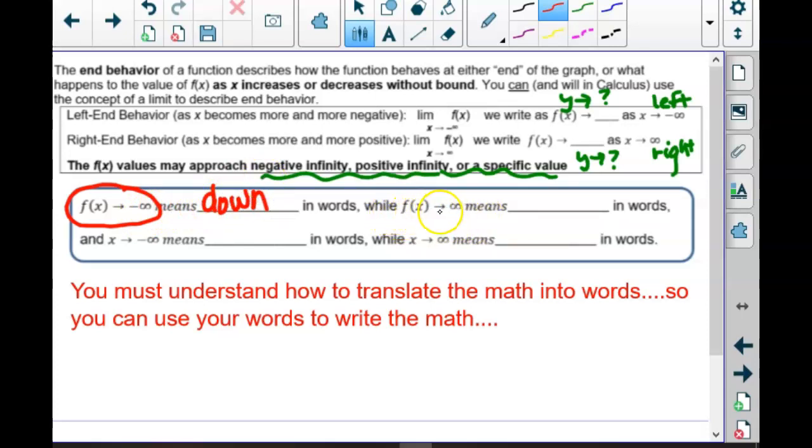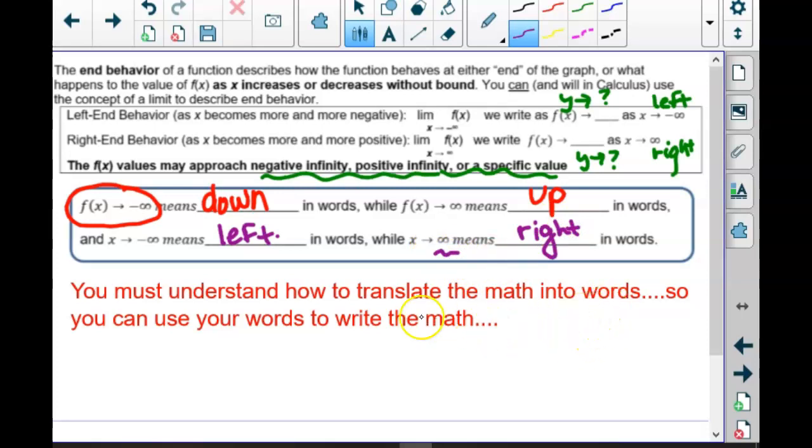f of x approaches infinity means y approaches infinity, so it means up. Okay, x approaches negative infinity. The x-axis goes left for negative infinity and right for positive infinity. Right here. Everybody okay?